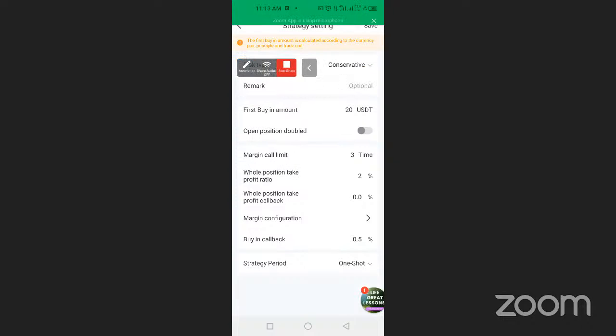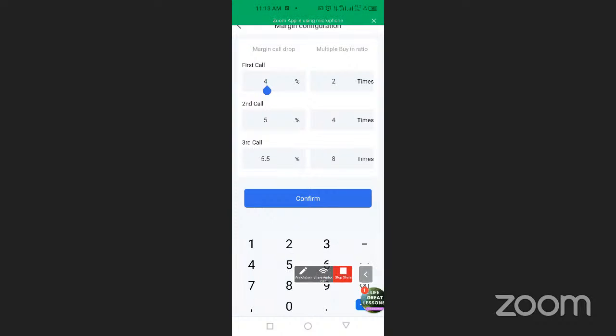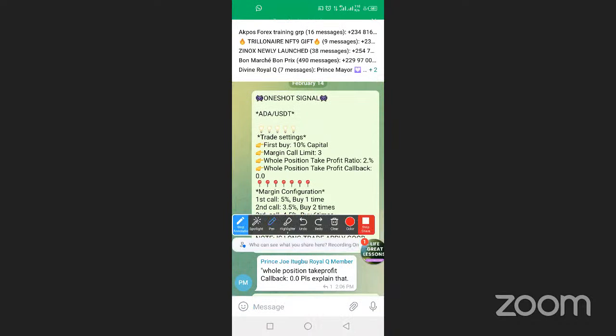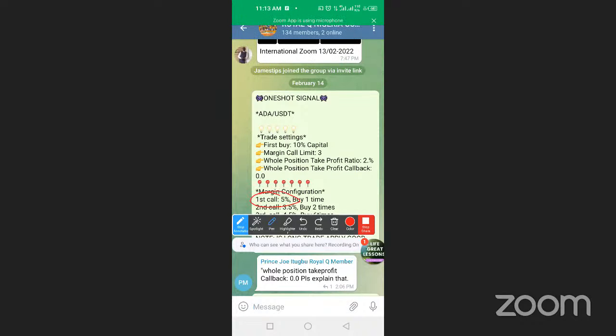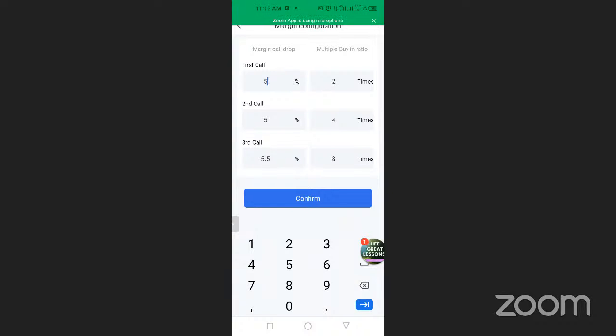So after there, what you need to do is to go to margin configuration to put those 3 margin call settings. So when you come here, see the first call they said 5%. Am I right? Let's go and confirm. First margin call. See it here. First margin call is how many? Is 5%. So sir, I think you are getting it now. So yes, this is where you put the 5%. That is the first margin call. The second margin call, they say 3.5. This is where you put the 3.5. The last one is 4.5. So that is where you put them.